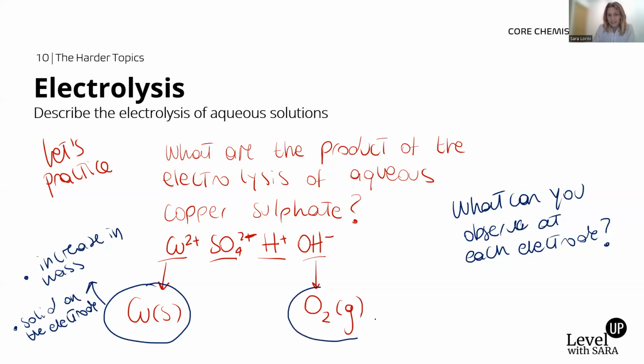While if you have a gas, remember, this is all in a solution. So at the anode, if a gas is produced, you would observe bubbles because a gas is formed. So it is important to know the observations for these changes in state. Okay, I hope this is clear. The next part will be to know how to write the half equations.